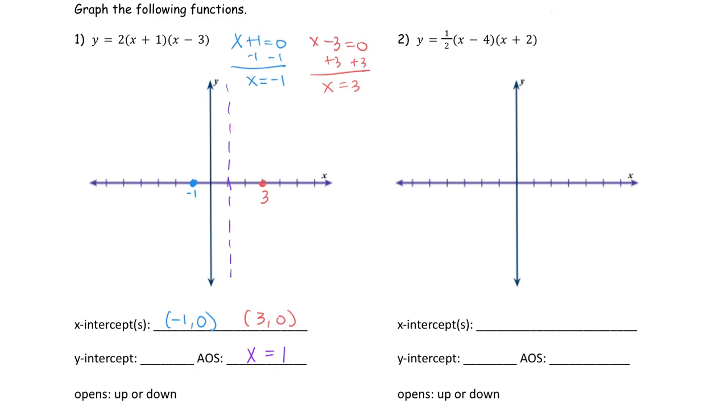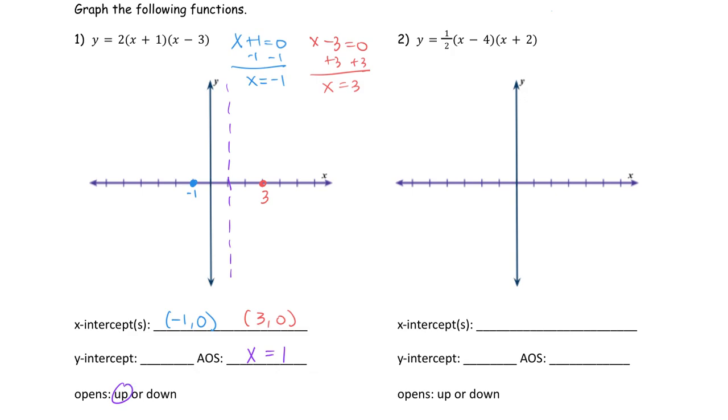To continue graphing this, it helps us to find the y-intercept and think about whether it opens up or down. Opening up or down, remember, we're looking at the coefficient of our equation, and we have our leading coefficient, and that is 2, and 2 is positive. So that tells us that we are opening up.